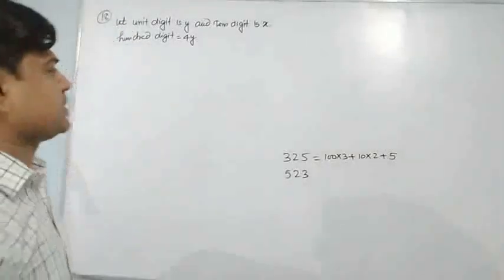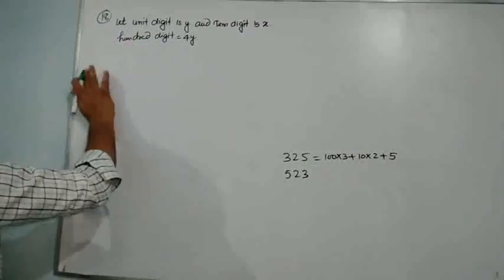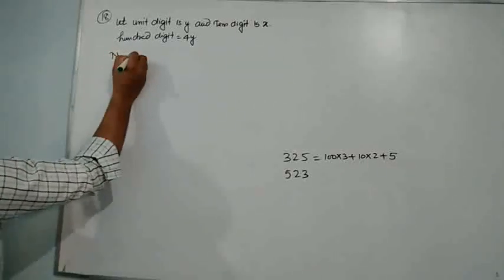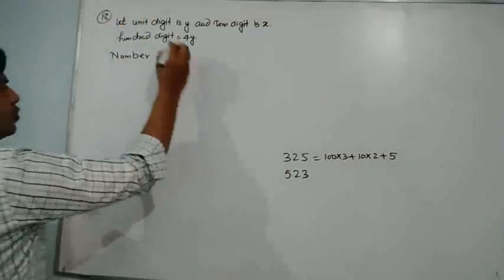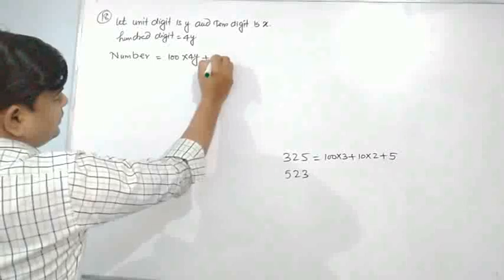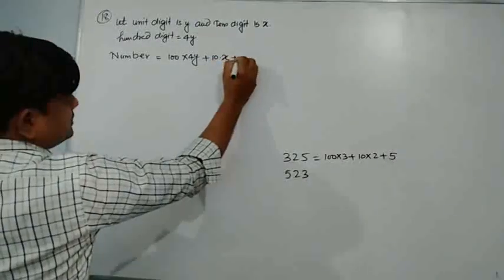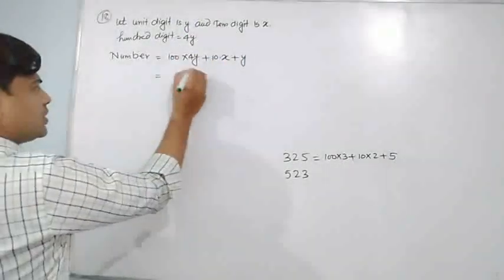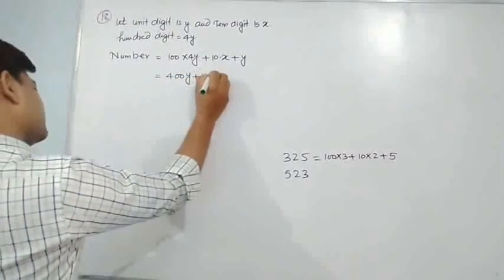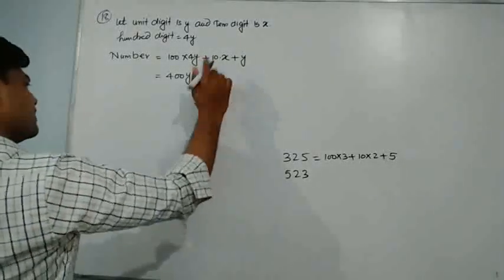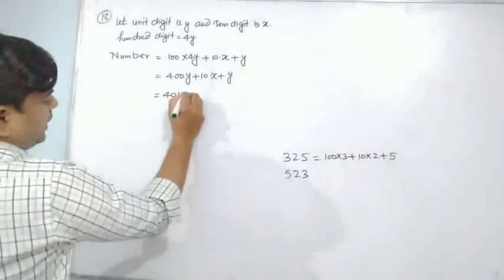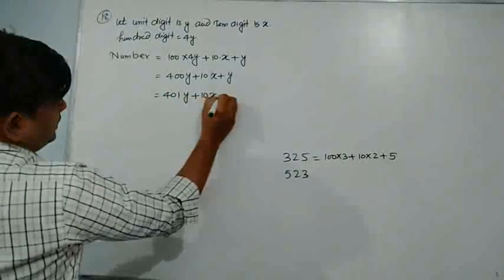And then after that, what has been given is the first case. Okay, before writing the first step, what should I write? What will be the number? Number is equal to 100 into 4y plus 10 into x plus y. It means 400y plus 10x plus y. It can be written as 401y plus 10x.